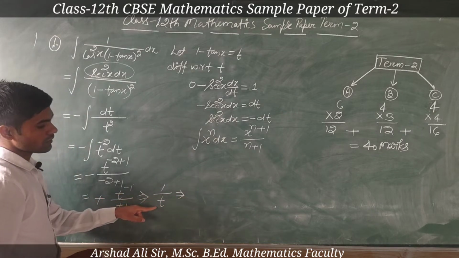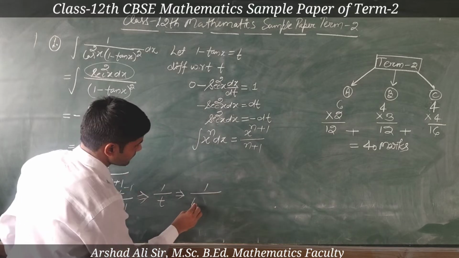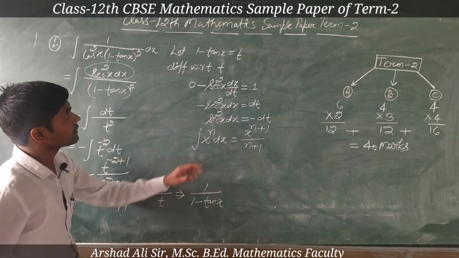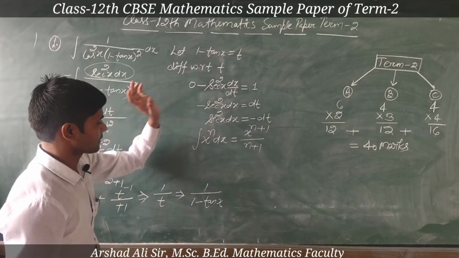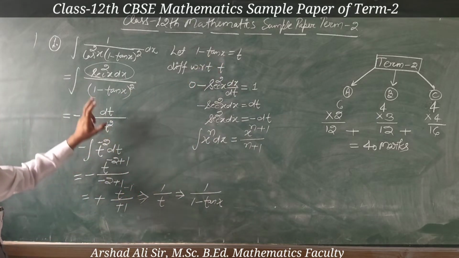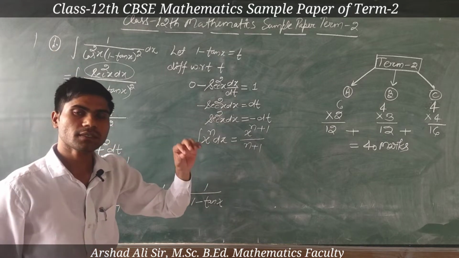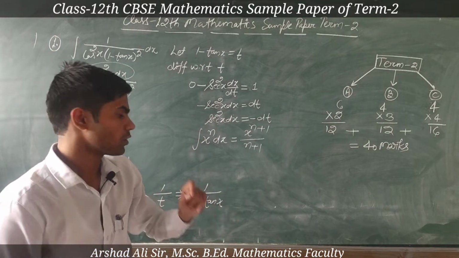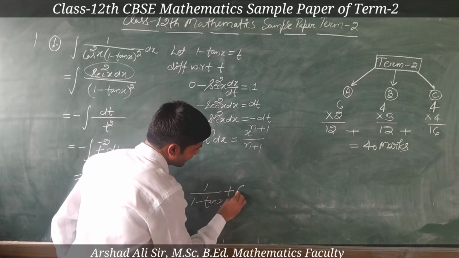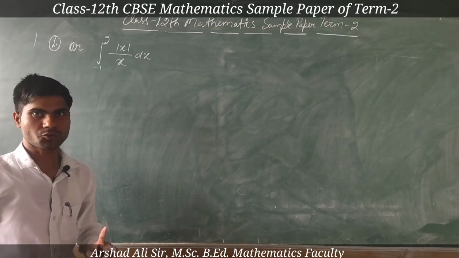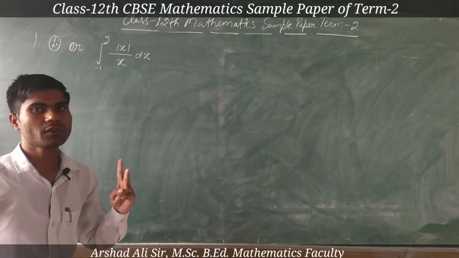but we can put the value of t. 1 upon t is equal to 1 upon (1 minus tan x), since t is equal to 1 minus tan x. So it is the answer of this integration, but here we don't have any limit. It means it is indefinite integration, so we will have to add a constant c. In question number 1 you have 2 choices, you can select any one of the questions.